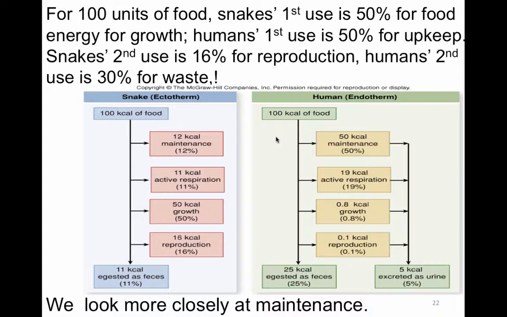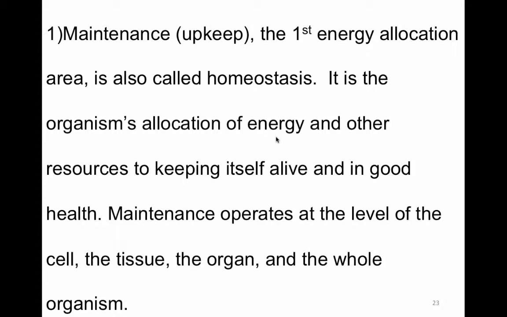We look more closely at maintenance. Maintenance, or upkeep, is the first energy allocation area. It is also called homeostasis. It is the organism's allocation of energy and other resources to keeping itself alive and in good health. Maintenance operates at the level of the cell, the tissue, the organ, and the whole organism.